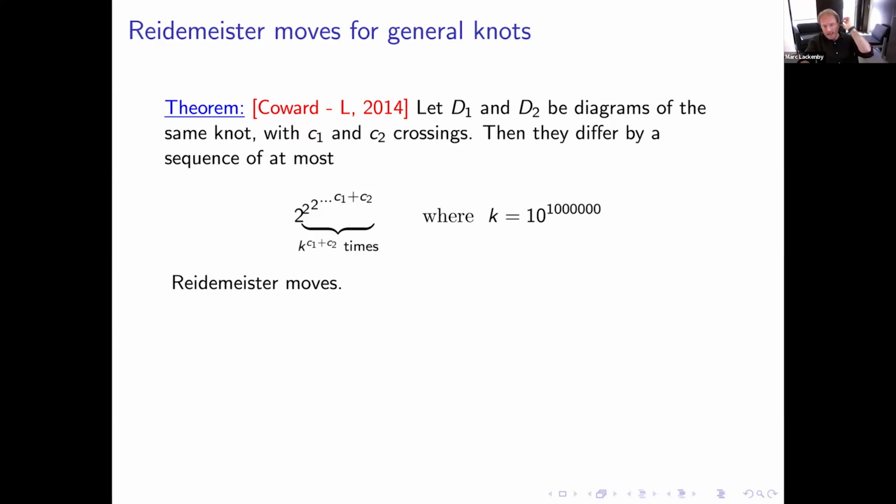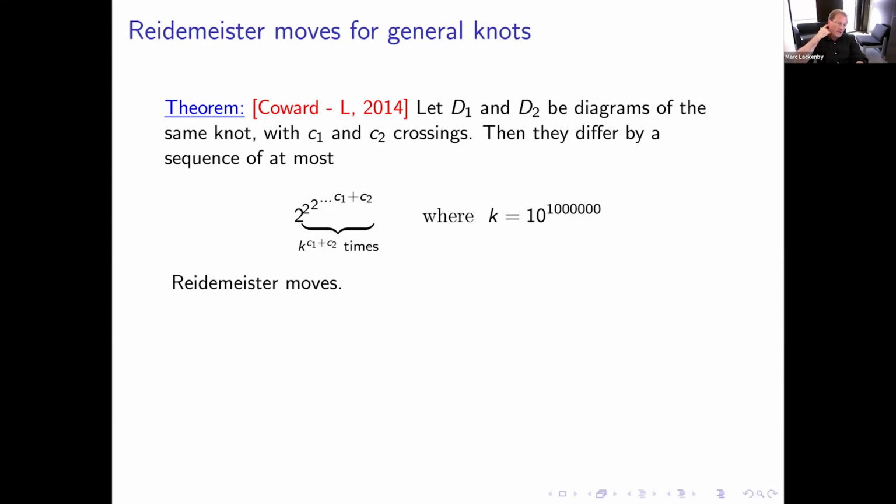How high is that tower of 2s? It's exponentially high. It's k to the C1 plus C2 high. And what's k? Well, it's a mere 10 to the 1 million. Okay, so that's crazy. But that remains the best known upper bound for general knots. So clearly that's not the truth of the matter. The truth of the matter should be that we can do much, much better than that.